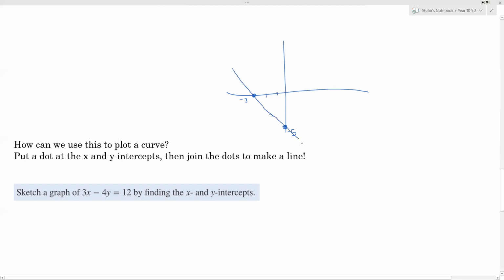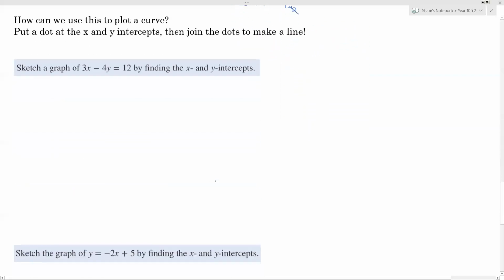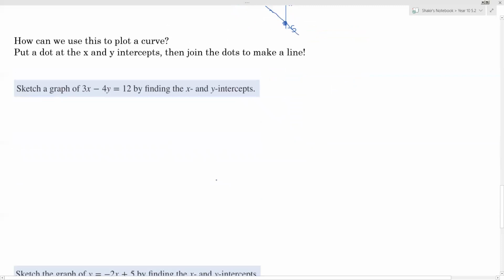and you have your straight line. And that's how you can use intercepts to graph a point, graph a line. So let's have a look. Sketch a graph of 3x minus 4y equals 12 by finding the x and y intercepts.